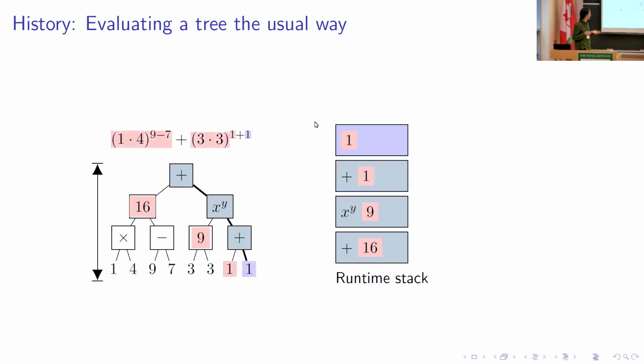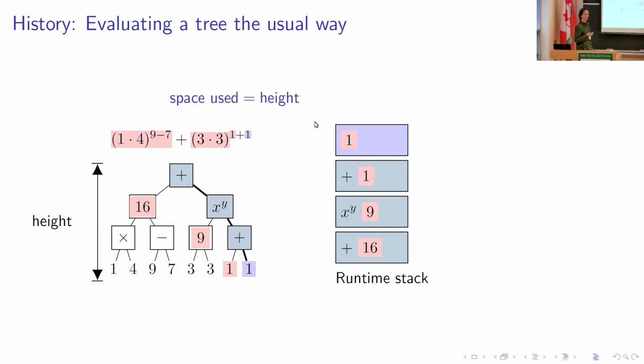So let's fast forward a bit. This is what the situation looks like when we visit the very last leaf of the tree. And now we have one stack frame for every layer of the tree. And each of them is storing an intermediate value from the formula. So we're storing the value of the left half of the formula, 1 times 4 to the power 9 times 7, which is 16. We're storing the value of 3 times 3, and we're storing the last 2 leaves.